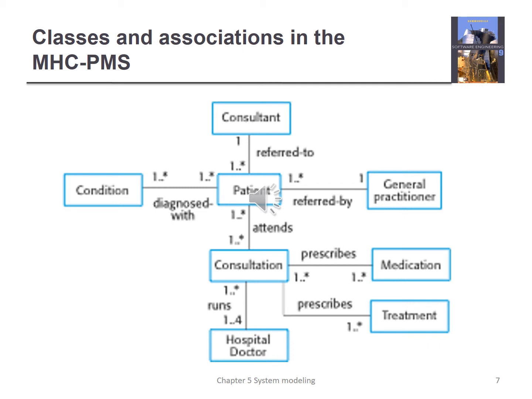What is the relation between these? What's the multiplicity? Well, how many do we have? We talk about consultant and patient. The consultant has many patients. So we see one at the consultant and star at the patient. This means one consultant doctor has many patients.